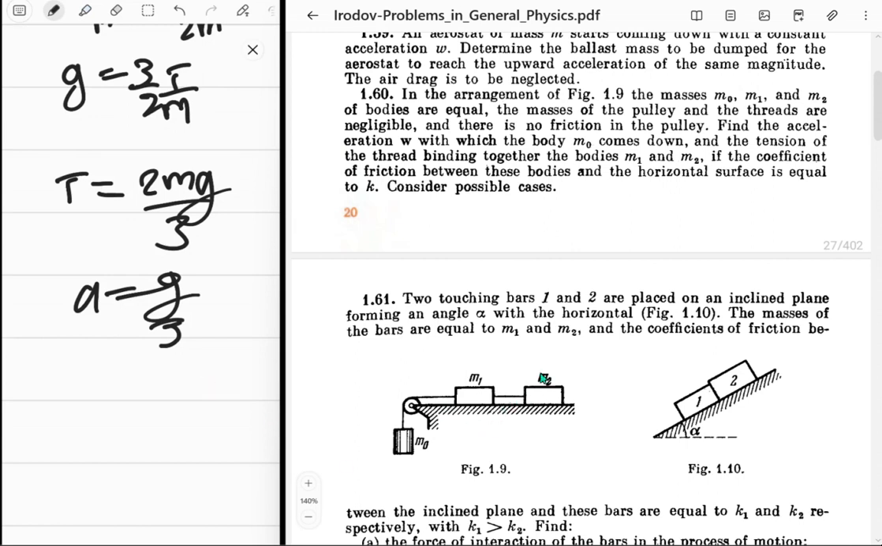So you can find out what force on m2 should be. It's just m2 g upon 3, which is mg upon 3 basically. So mg upon 3 force has to be put on it. So that's from the tension, of course.